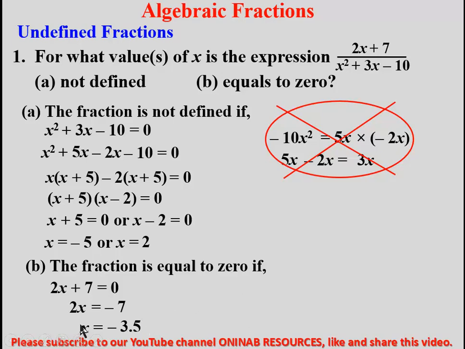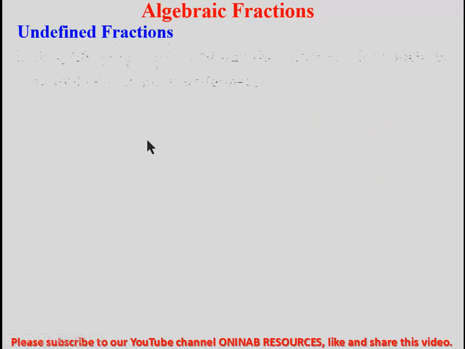So if you put x = -3.5 in this fraction, the numerator becomes 0. So 0 divided by any number is equal to 0. So we have done justice to problem 1. So we go to problem 2.